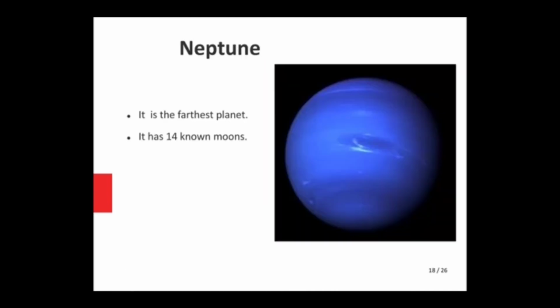The next planet of our solar system is Neptune. It is the eighth and farthest planet from the Sun. It is 17 times the mass of the Earth and has 14 known moons. So these are all the planets which are in our solar system.